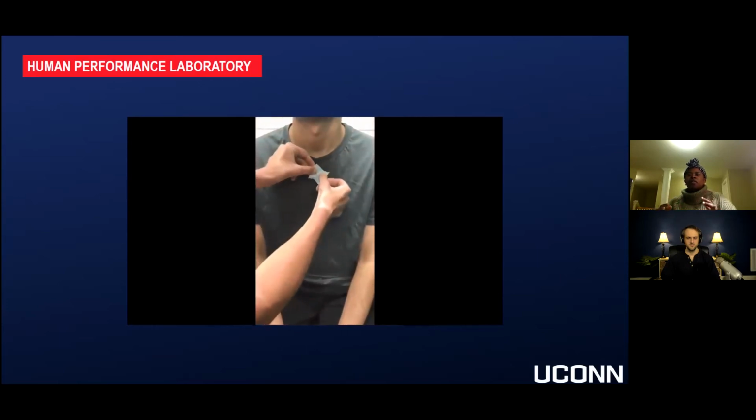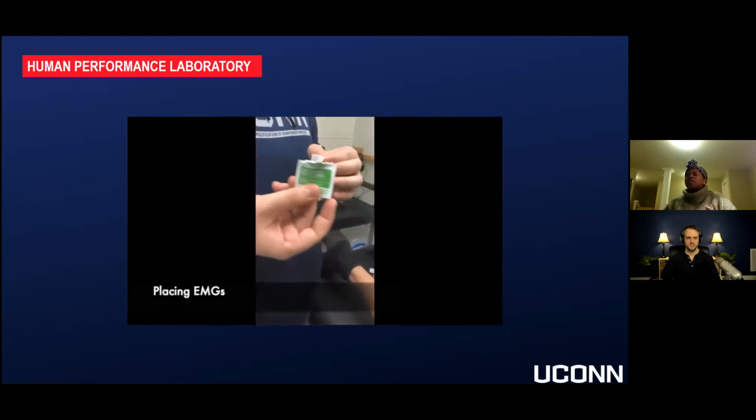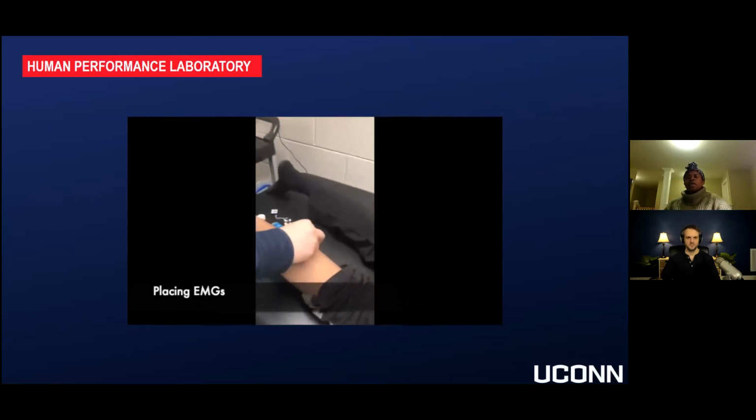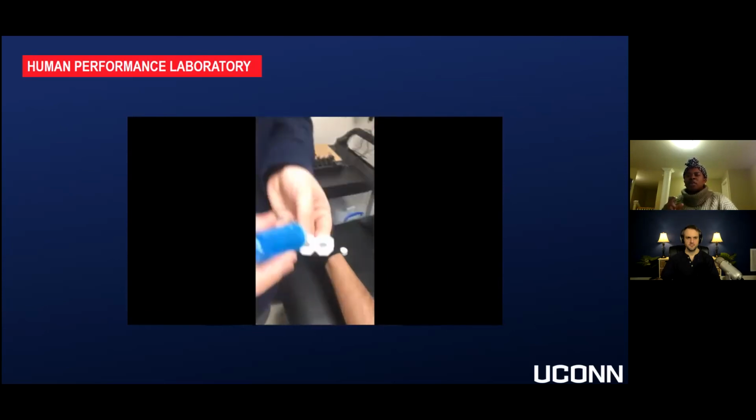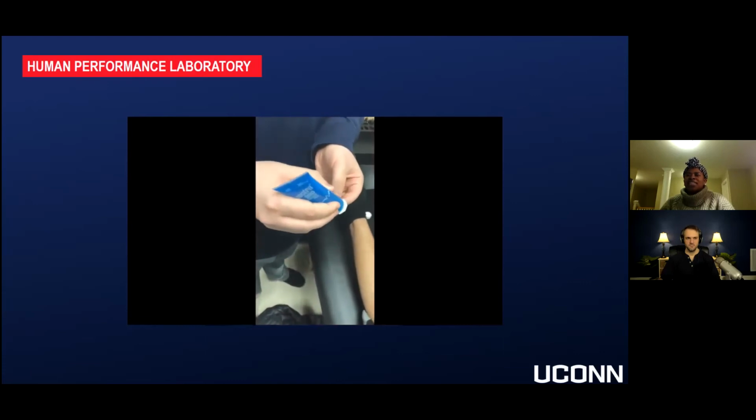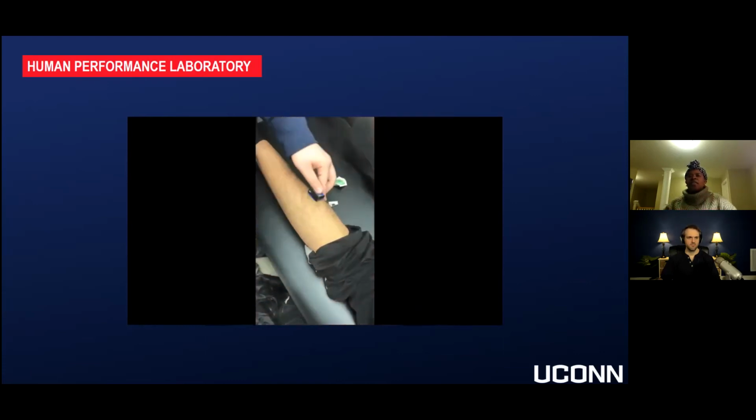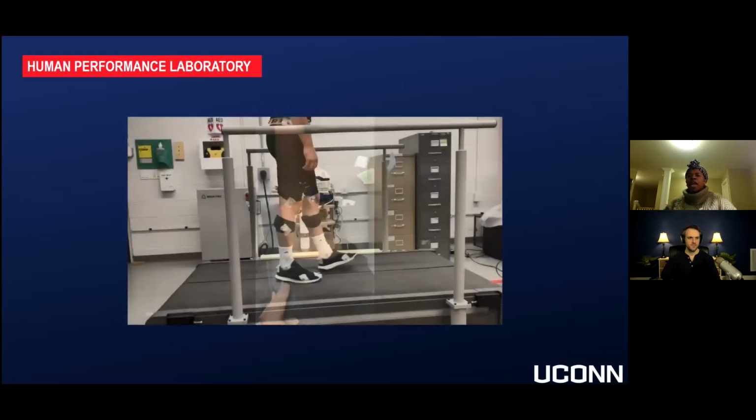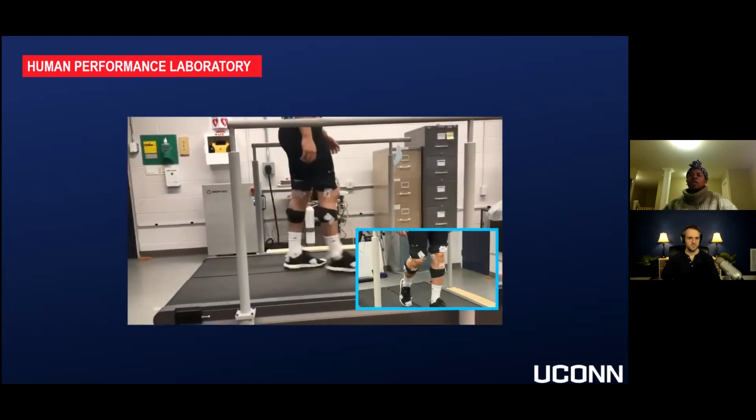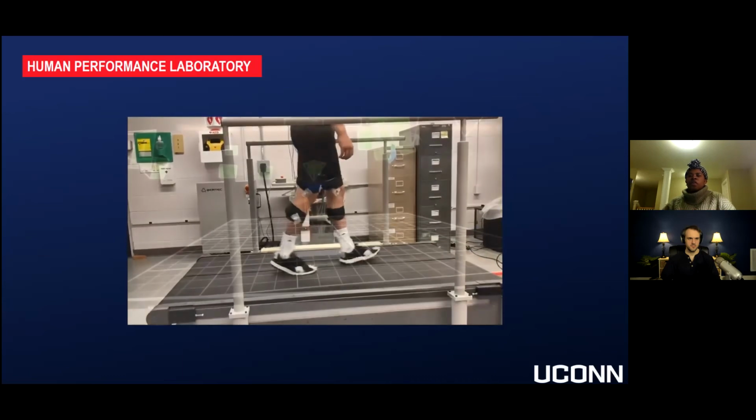So we have this really cool setup, and we marker the individual. We put the markers on the anatomical landmarks. We also put EMG on so we can measure muscle activation. And typically for men, we would shave your legs, so a lot of men come out looking very patchy after they do these studies. But then it's great. We put all the stuff on there, and then we get you on our treadmill, and we have you do this motion analysis. So here's what you would look like, fully markered up.